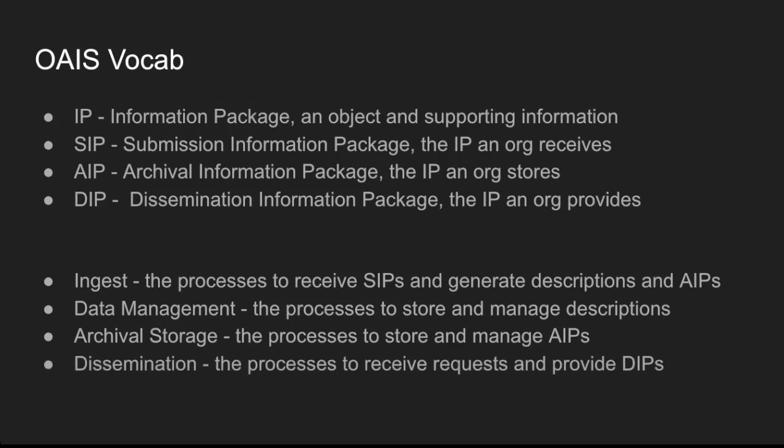Finally, you have dissemination, sometimes called access, and those are the processes by which you take the descriptions that you have stored and you provide access to those to users. And then you also have processes by which you can take the material that you've stored and transform that into materials that are accessible to users as well. So these are our basic concepts of OAIS. We'll continue to reiterate them through the next few weeks as we talk about processes. But first, I want to talk a little bit more about information packages. So we'll get into that.